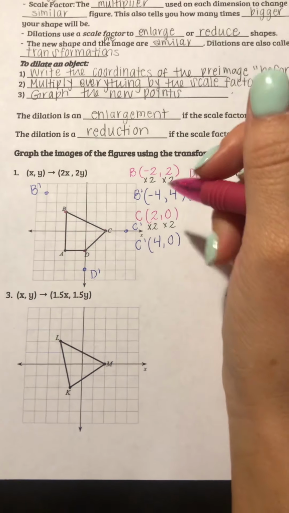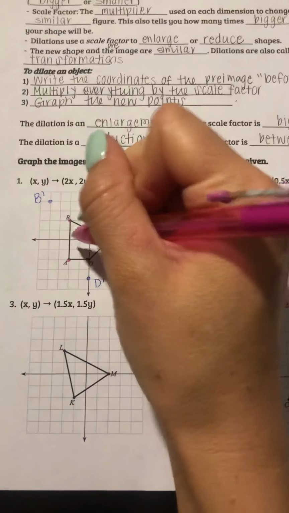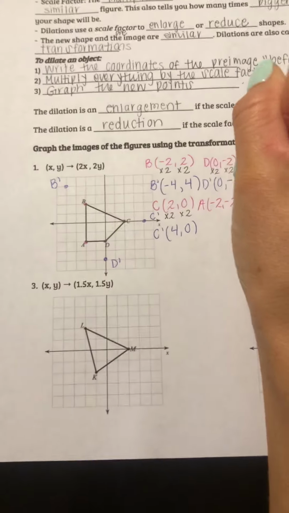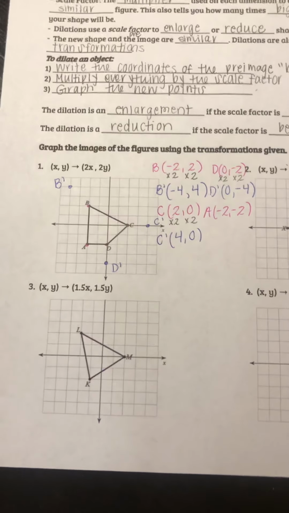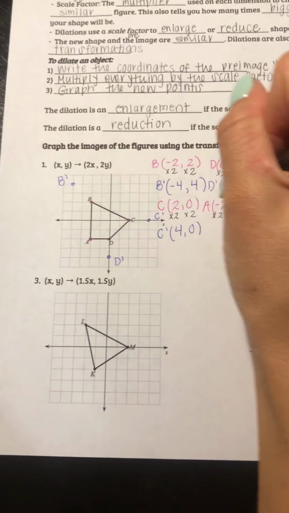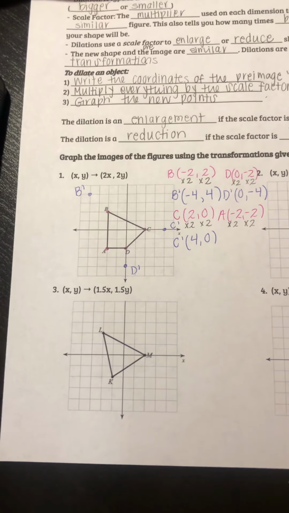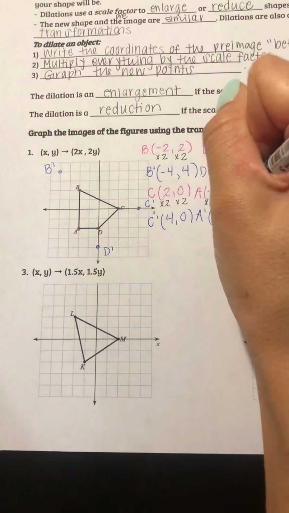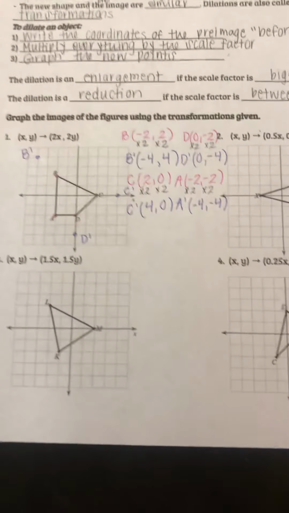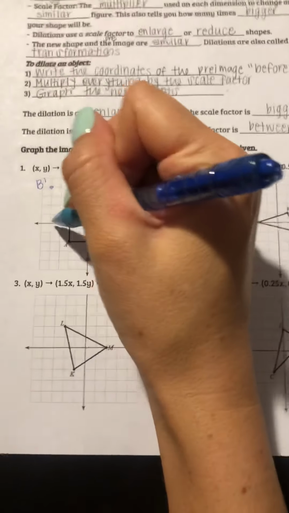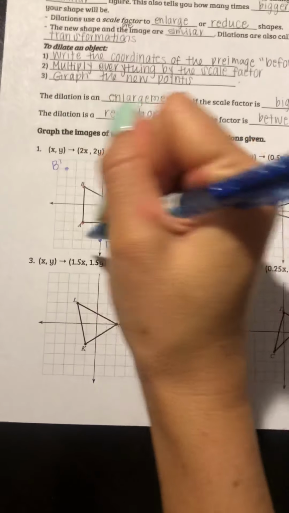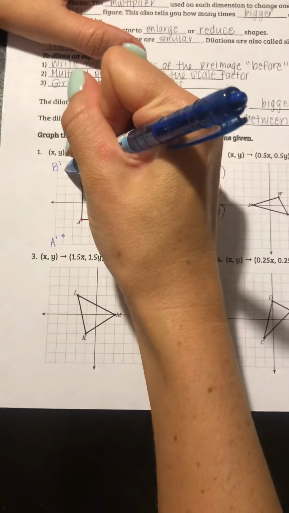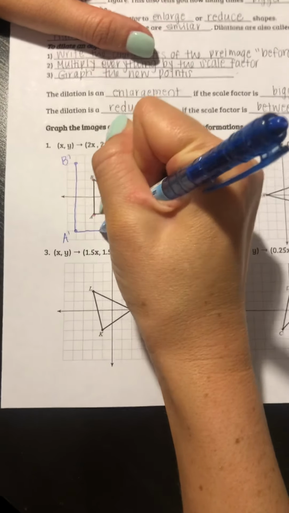And then your last one, point A, that's at (-2, -2). So again, multiply both values by 2. And our A prime is going to be at (-4, -4). So I go there. Now I'm just going to connect all my points.